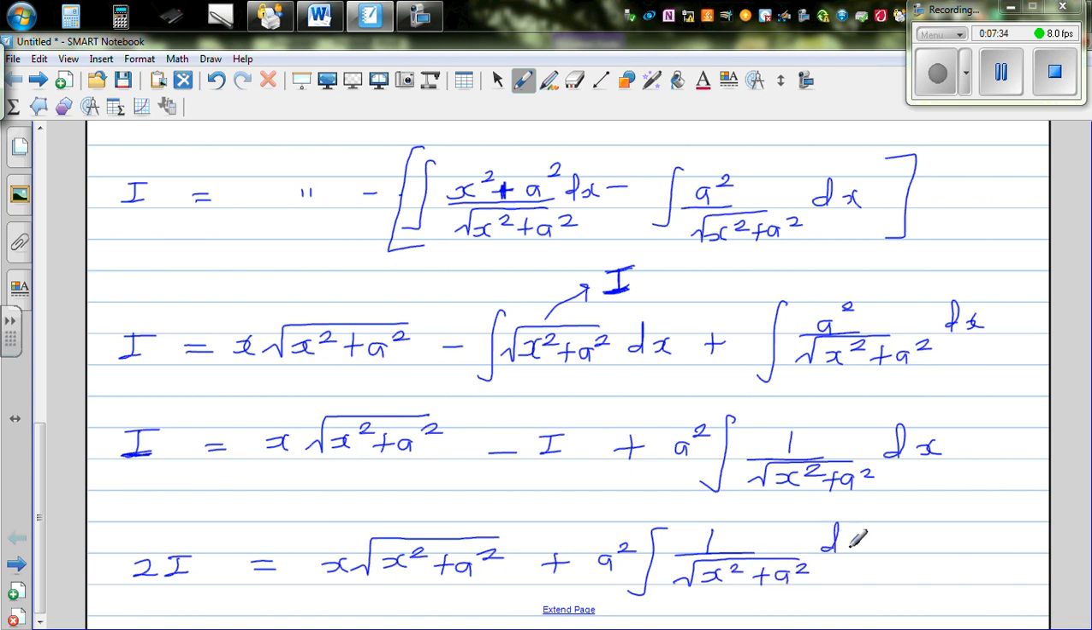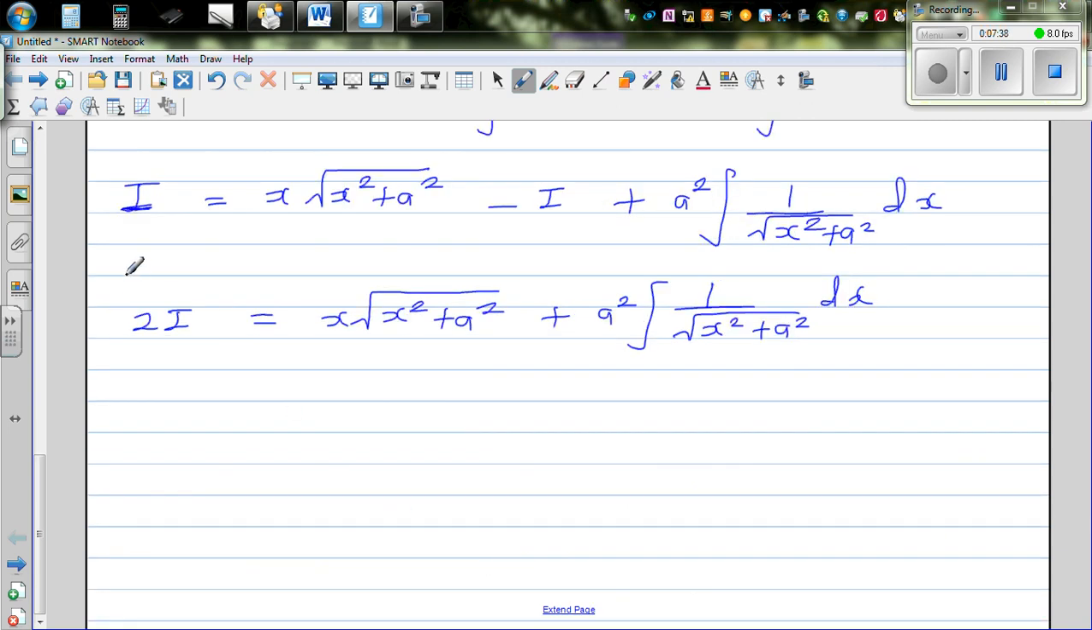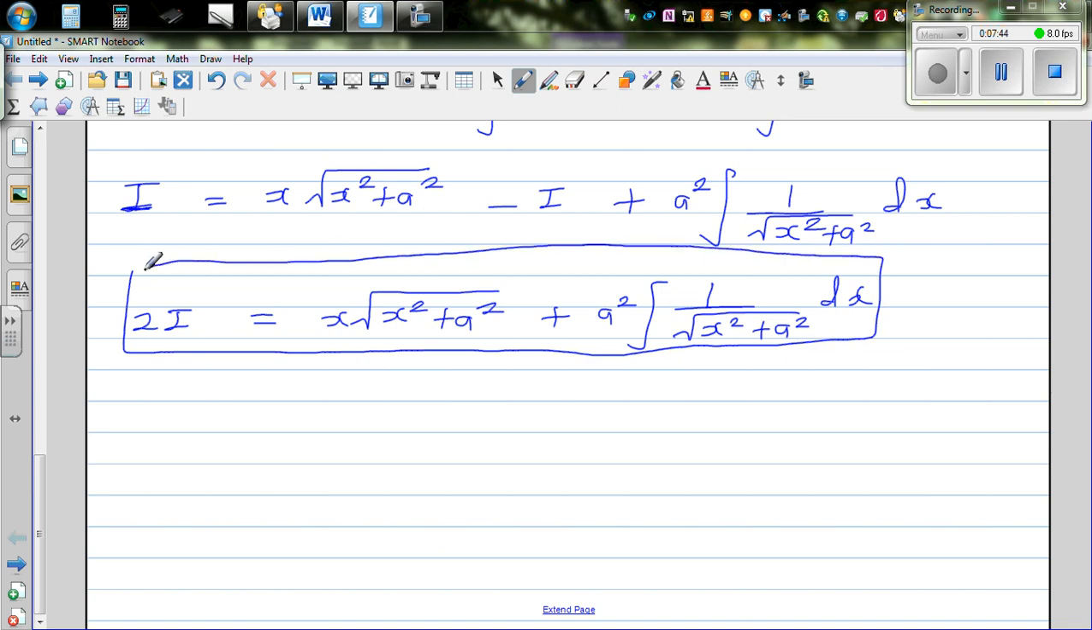Now, the next step, I have already done this. So this is where we are leaving off. This is not the final step. We're almost there. Now we only have to integrate this function.